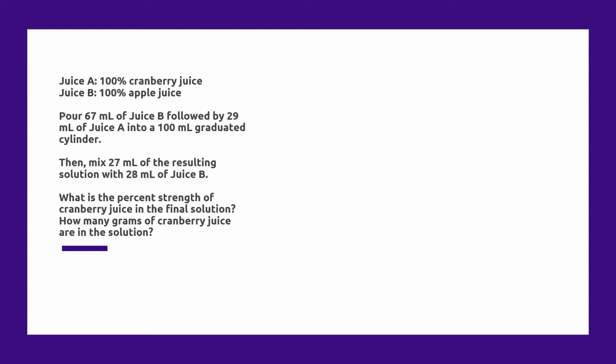Now this sounds really complicated. I promise it's not if you understand how to break this down into proportions, but we need to start with understanding what percent strength or percent concentration means. This tells us how many grams of active ingredient there are per 100 milliliters. So 100% cranberry juice means there's 100 grams of cranberry juice per 100 milliliters. 100% apple juice means there's 100 grams of apple juice per 100 milliliters.